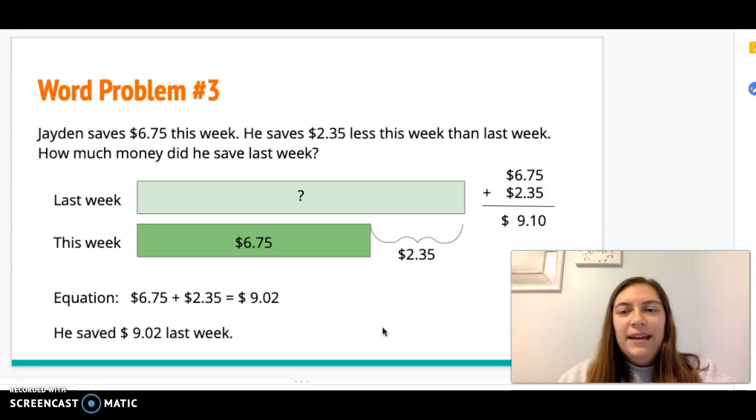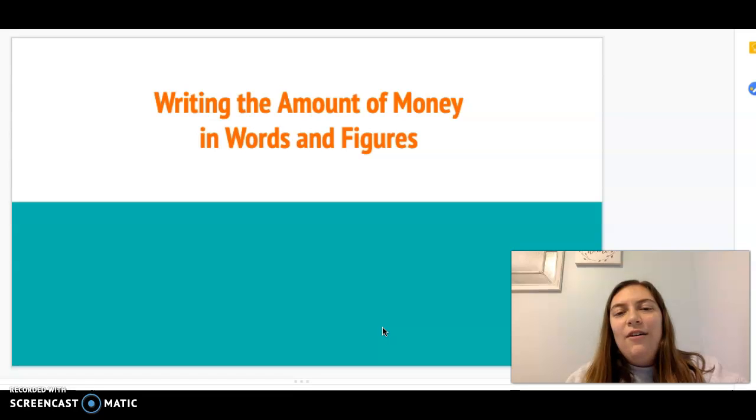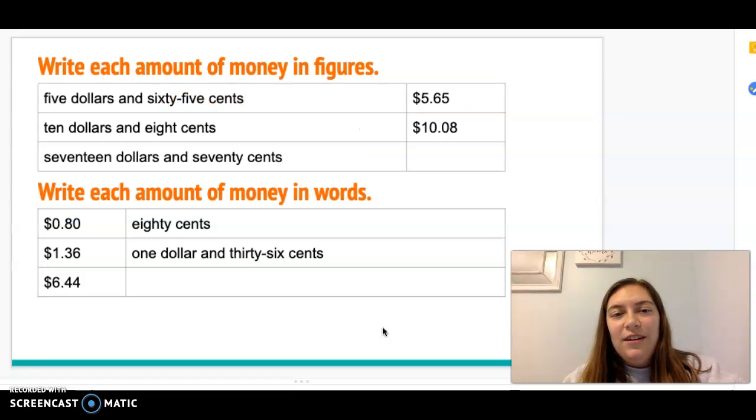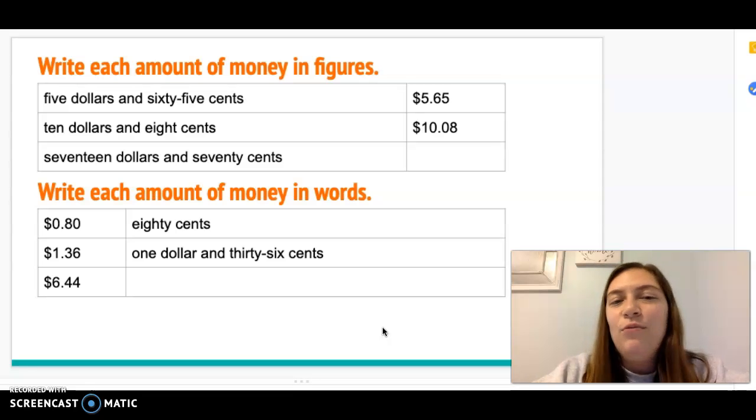Okay. In the last part of today's lesson, it's a little shorter than our first one, kind of the same as our last lesson. We're writing the amount of money in both words and figures. So the first thing we're going to do is write each amount of money in figures, and that's just saying in numbers, in the numerical form, and not in word form.